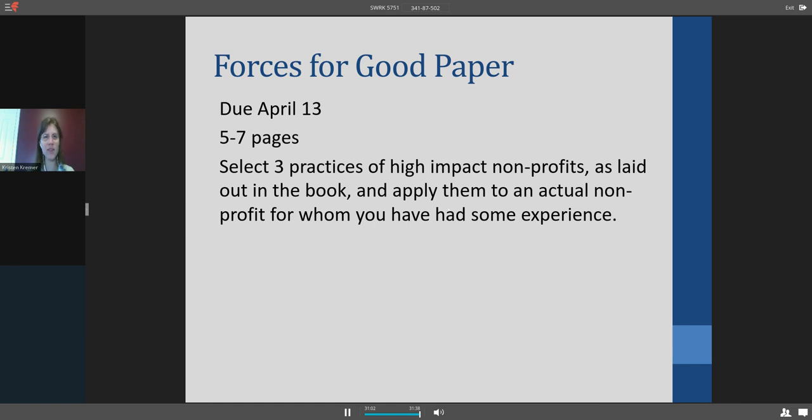So if we're looking at a 5 to 7 page paper, roughly you're going to be spending 2 pages per practice. You have 3 practices. Roughly, on average, it's going to be about 6 pages, 2 pages per practice. Should be fairly easy, I hope. If anyone has any questions on the Forces for Good paper, please let me know. And again, if anyone needs a copy of the case reflection, let me know, and I'm happy to provide that as well.